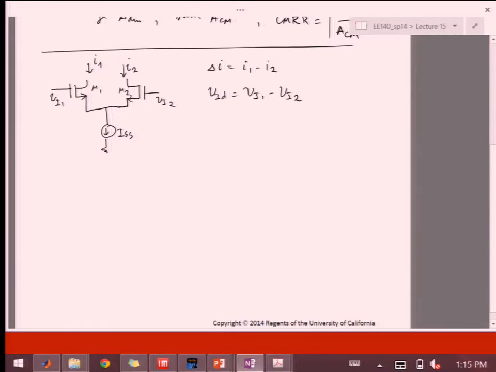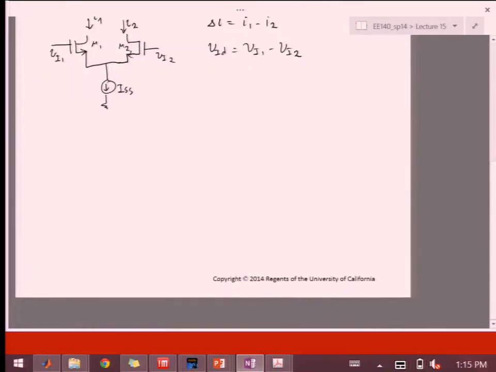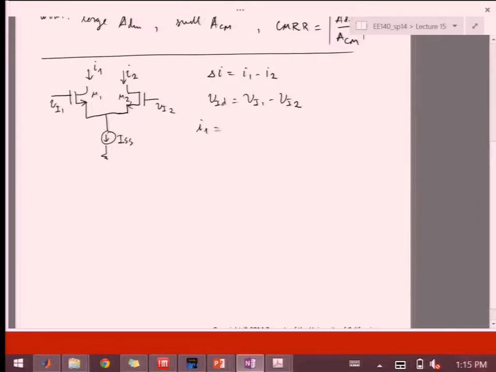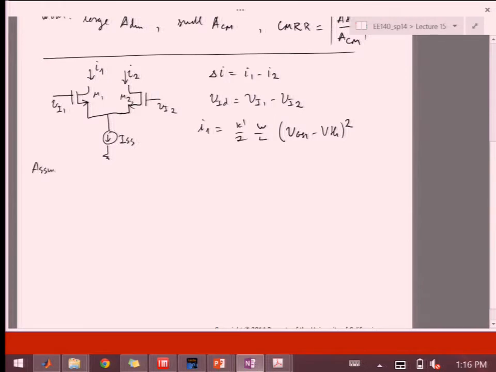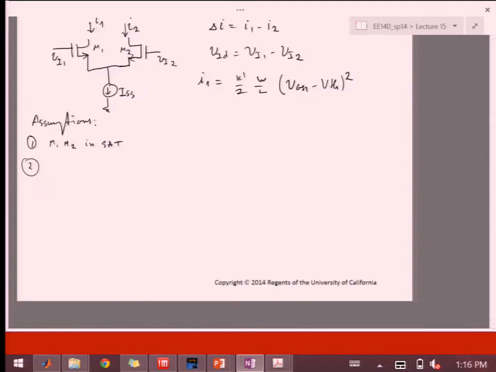So just by writing the MOSFET equations for M1 and M2, we have that I1 is K prime over 2 W over L, and then here we'll say some VGS1 minus VTH squared. So we're making some assumptions. Let me clarify them here. One is that M1 and M2 are in saturation. Two is that M1 and M2 are identical.